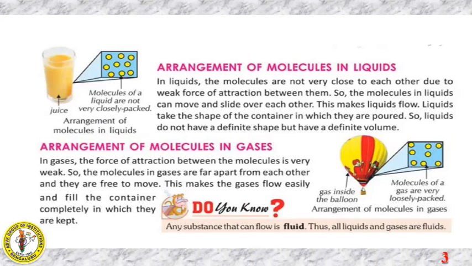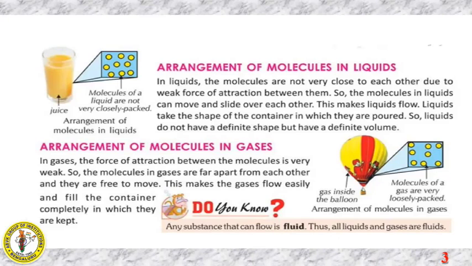Liquids do not have a definite shape, but they have definite volume. What is the meaning of the sentence? It means that if you take 1 liter of water and put it in a bottle, it will be 1 liter. If you put it in a bucket, it will be 1 liter. If you put it in a jug, it will also be 1 liter. The volume won't change, but the shape will change. That is the meaning of this sentence.